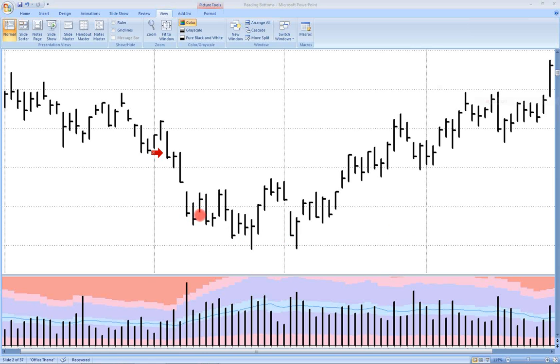What about the next bar? What do you see here? And its accompanying volume.